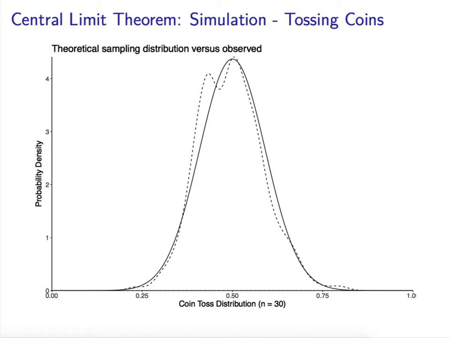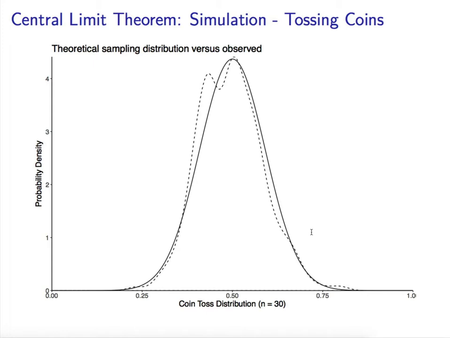Now, the solid line here represents the theoretical normal distribution that our sample should follow. It is centered at 0.5, and the standard deviation is the square root of 0.25 over the square root of n. The dashed line is the probability density of 500 trials. For each trial, I had my computer simulate 30 coin tosses, and we divided the total number of heads by 30.